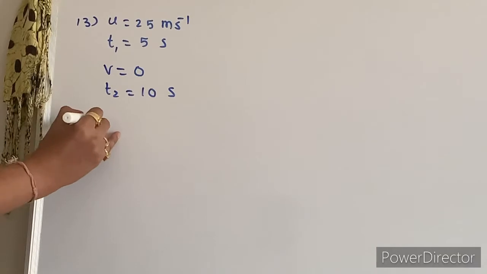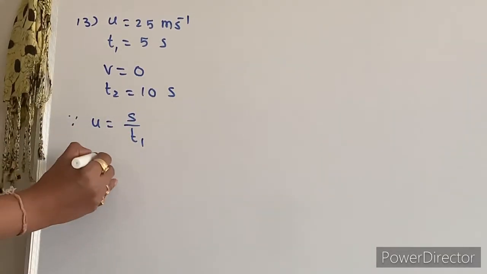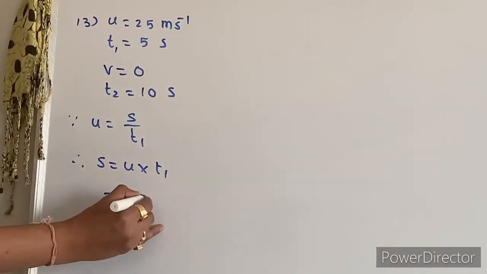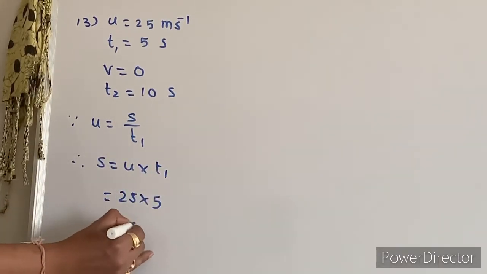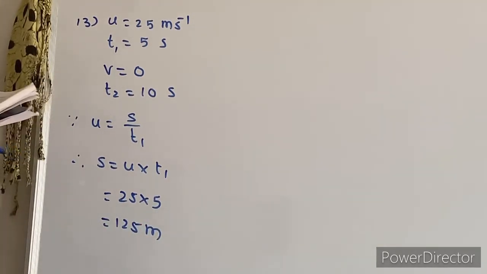So we have u equal to S upon T1. So I can write S equal to u into T1. u is 25, T1 is 5, that is 125 meter. So this is the distance covered before you apply the brake. Then the second part: find the retardation produced.